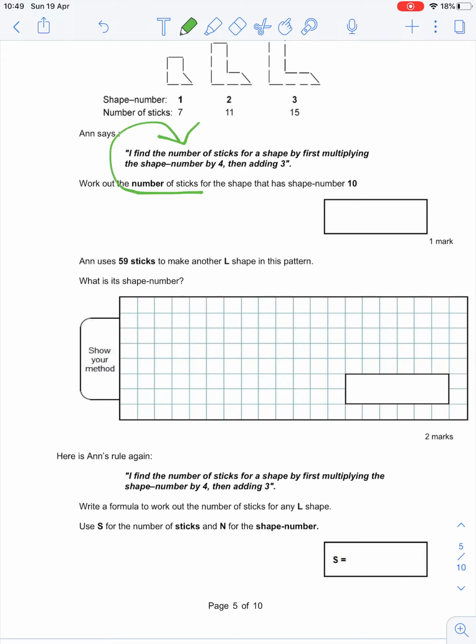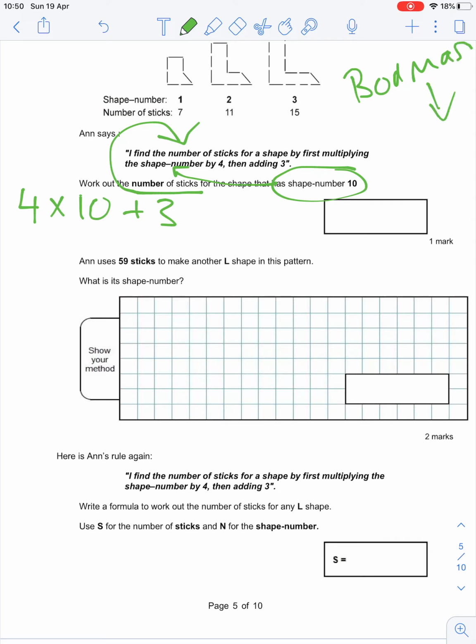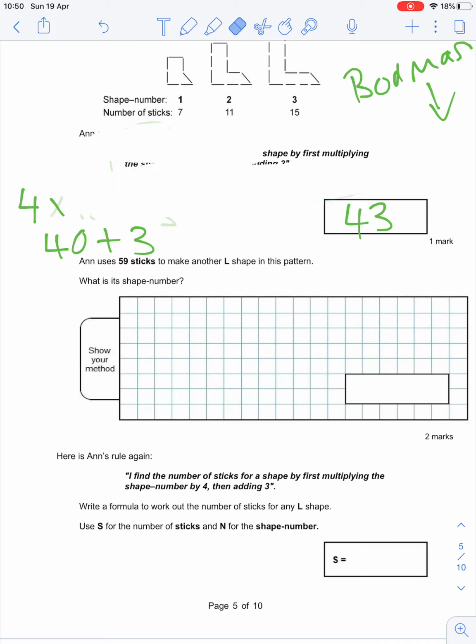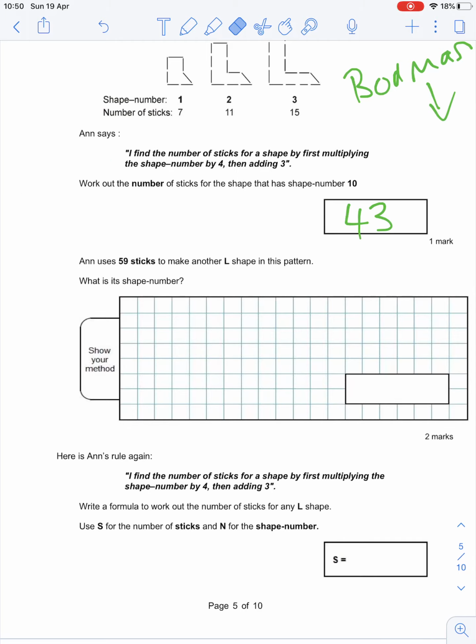She says, I find the number of sticks for the shape that has the shape number 10. And that's what she does. So she multiplies the shape number by 4, so 4 times 10, and adds 3. Think back to BODMAS. So this is the first one that we're going to do. It's 40 plus 3, which gives me 43. Okay, just going to work this out because it'll get confusing for the rest.